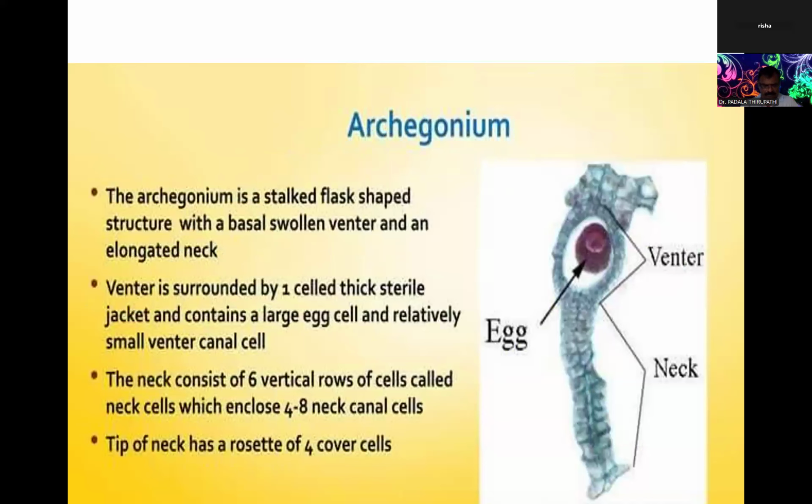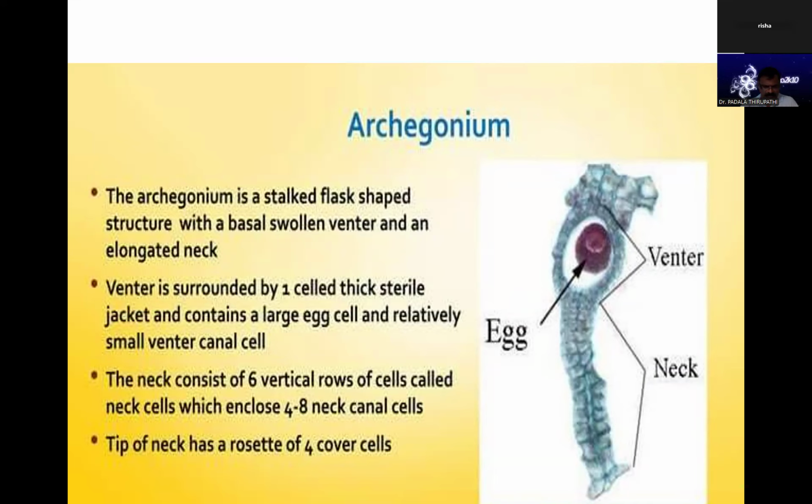Structure of archegonium. In bryophytes, archegonium is flask shaped. So about the archegonium you're seeing in the diagram, it is in inverted position. This is not straight, this is inverted. The archegonium is a stalked, flask shaped structure with a basal swollen venter. On the upper side you're seeing the venter and an elongated neck which is facing down.